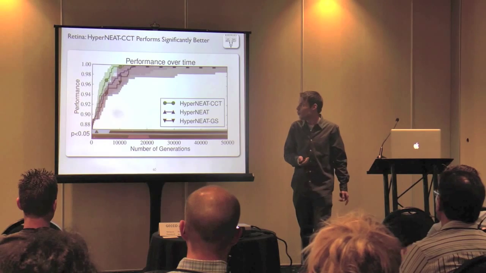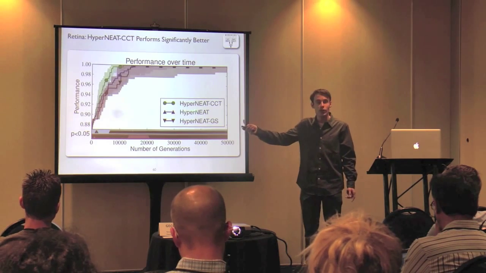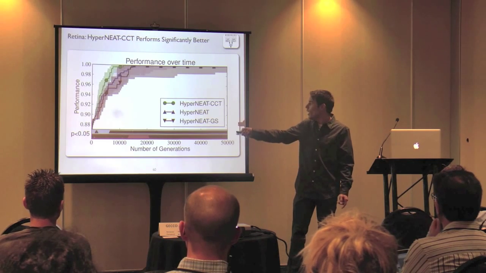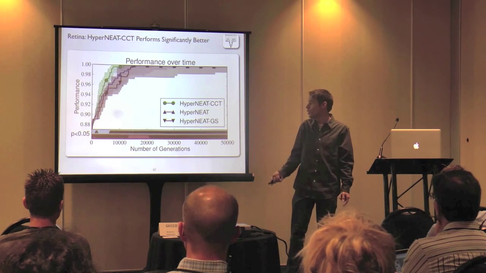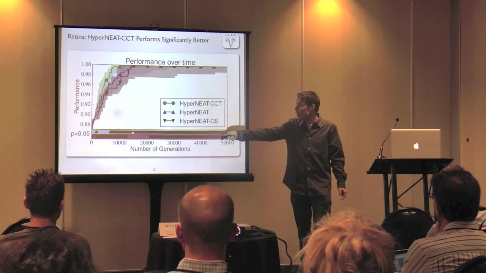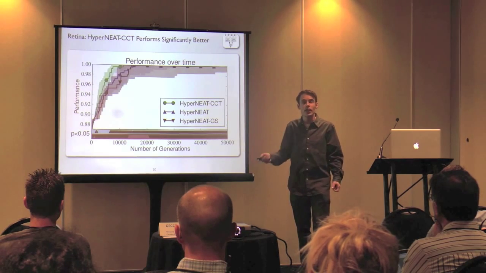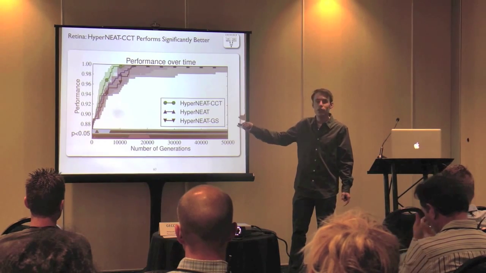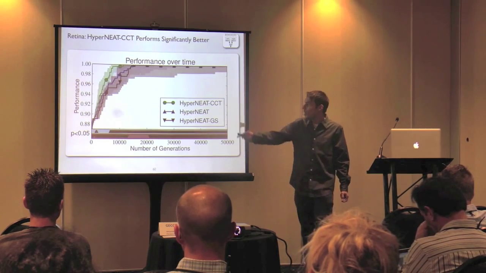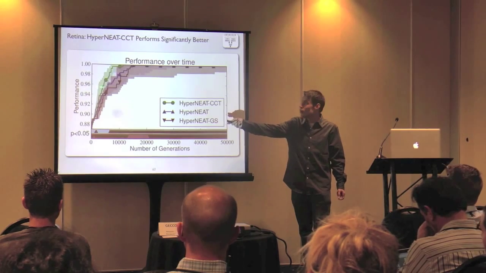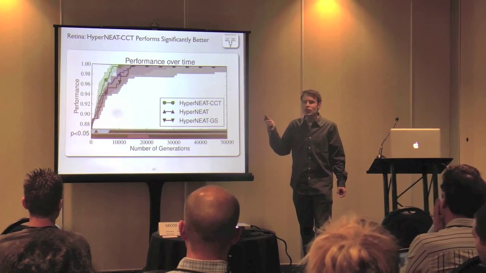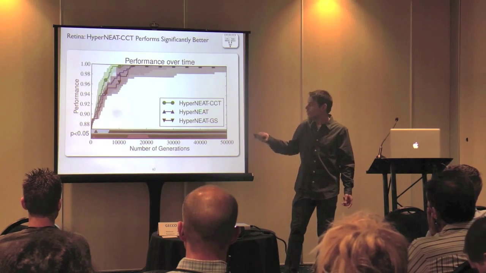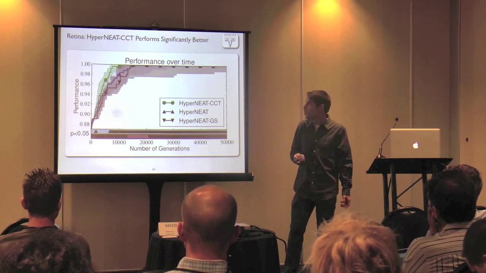So let's look at the performance. Here in green we have HyperNEAT with a connection cost. In blue we have regular HyperNEAT. And in red we have HyperNEAT with the Gaussian seed. And below we have the significance indicators that indicate when a treatment is significantly different from HyperNEAT with the connection cost technique. As we can see, HyperNEAT with the connection cost technique performs significantly better for almost all generations than both HyperNEAT and HyperNEAT with the Gaussian seed.